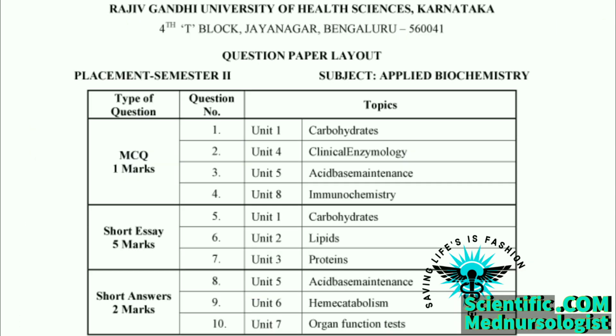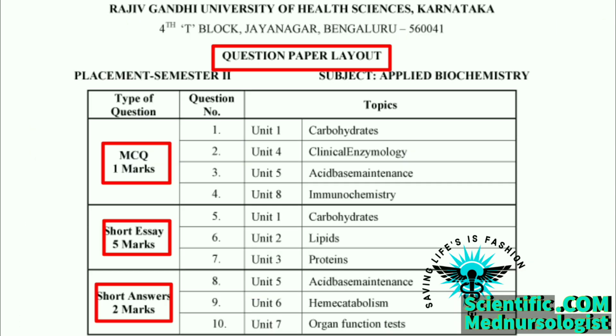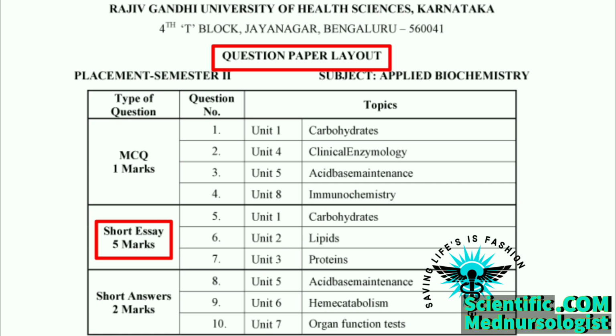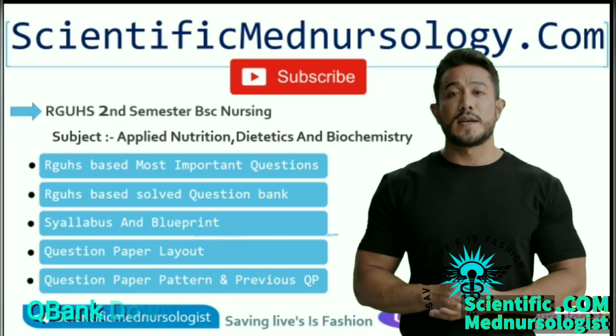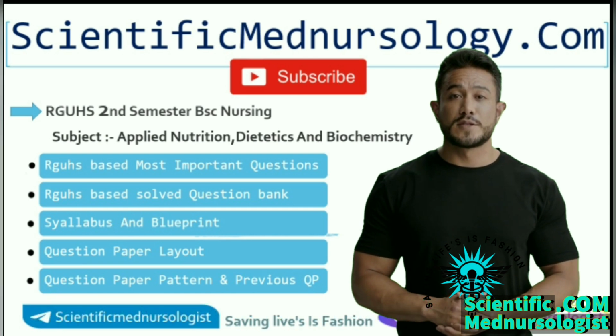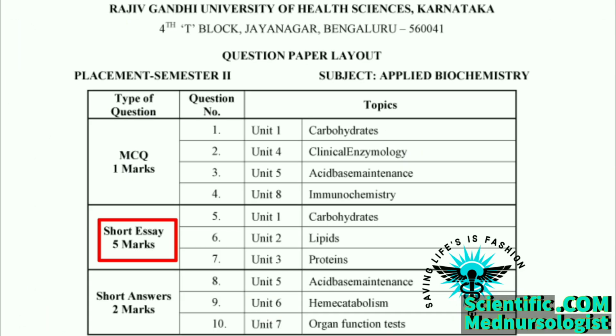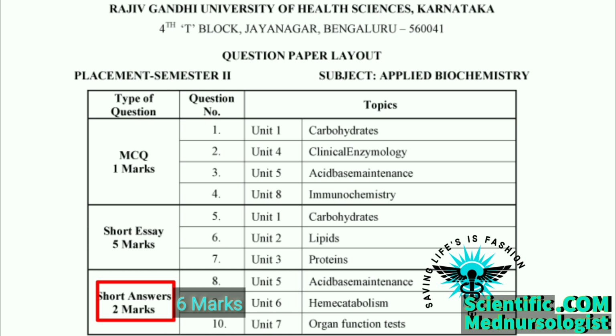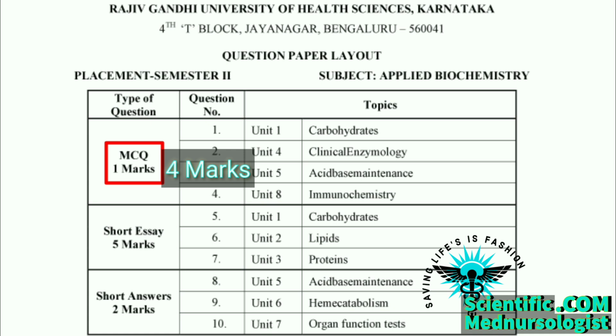So our applied biochemistry question paper layout consists of 3 parts, which includes short essay part, short answers part, MCQ part. There is no long essay part in applied biochemistry subject. The first part, that is short essay part, carries 15 marks, where 5 marks for each question. Second part is short answers part, which carries 6 marks, where 2 marks for each question. Third part is MCQ part, which carries 4 marks, where 1 mark for each question.